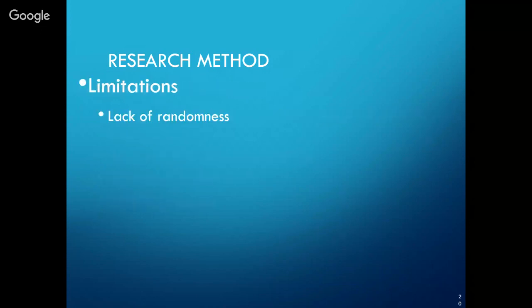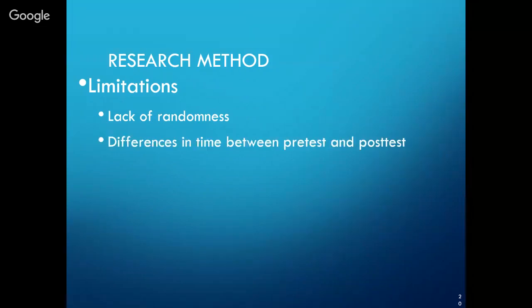All right, so a few limitations. No randomness at all. I didn't have a control group or anything like that. It's just a pre-test, post-test kind of thing. And then there were also differences in time between pre-test and post-test. I had some students who had taken the Watson Glaser as a freshman and then took the post-test as seniors. Then I also had some that had taken it first semester freshman year and took the post-test second semester freshman year.